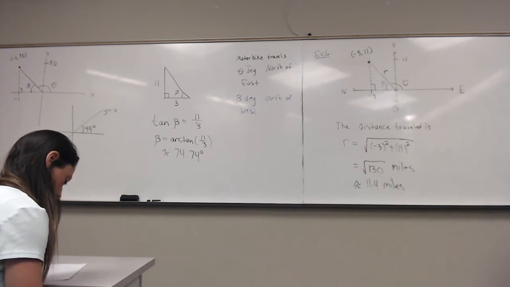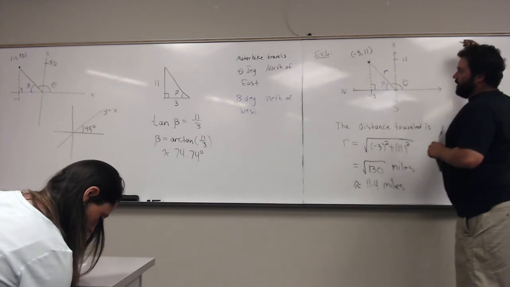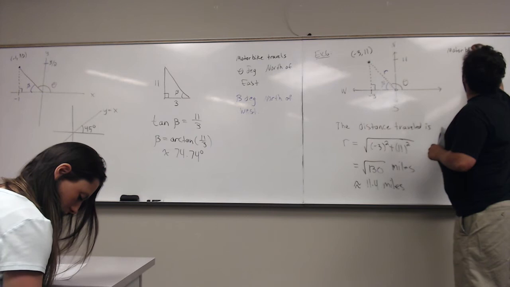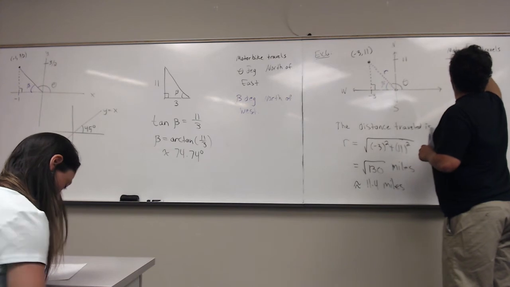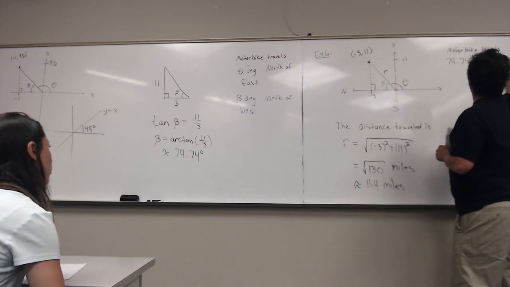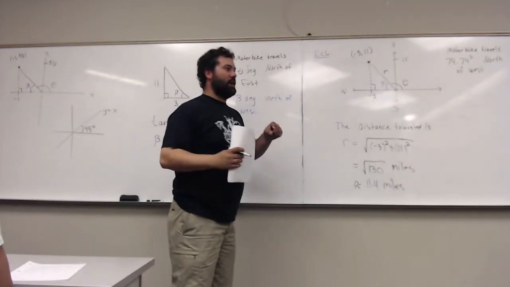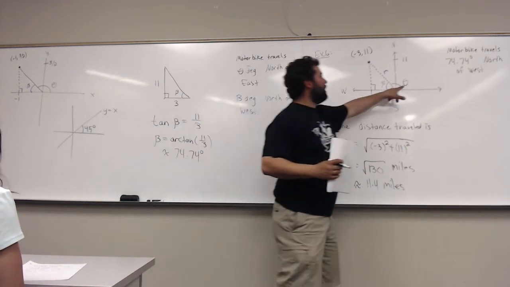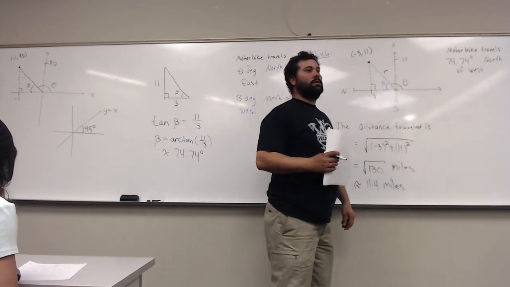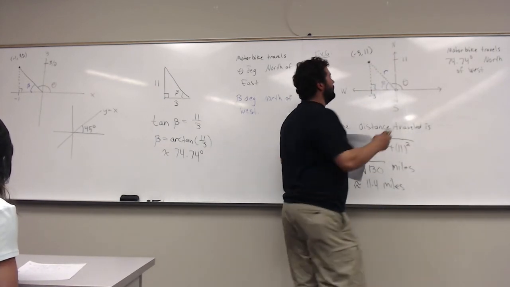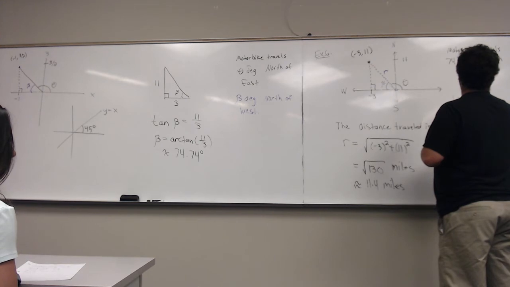So what you can say is the motorbike travels 74.74 degrees north of west. And then, how did you get that second one? So Martin calculated the other angle. If I want to describe it in terms of theta, wasn't that just 180 minus beta? Yep, I got 105.26 degrees. What was it? 105.26. 3.6 or 2.6? 26.